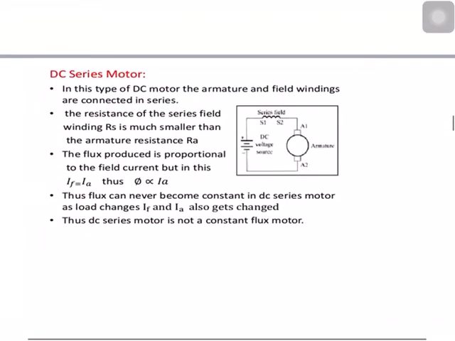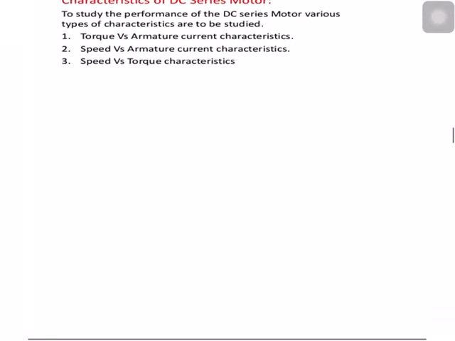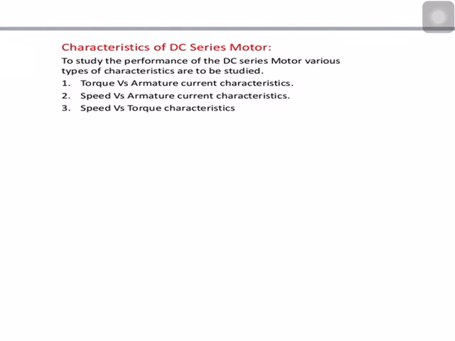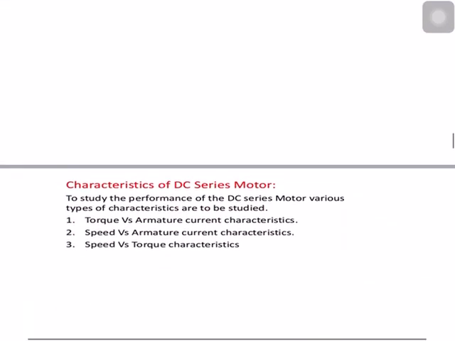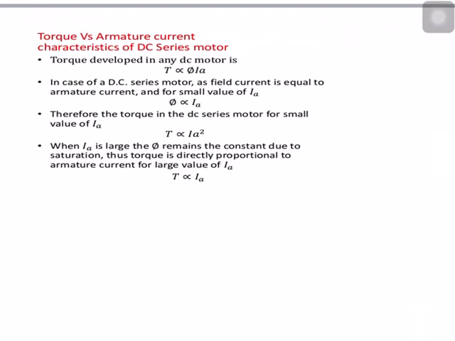Okay, and next, here also are the characteristics of the DC series motor: torque versus armature current characteristics, speed versus armature current characteristics, and speed versus torque characteristics. First, let us move to the torque versus armature current characteristics of the DC series motor. These are also known as electrical characteristics.